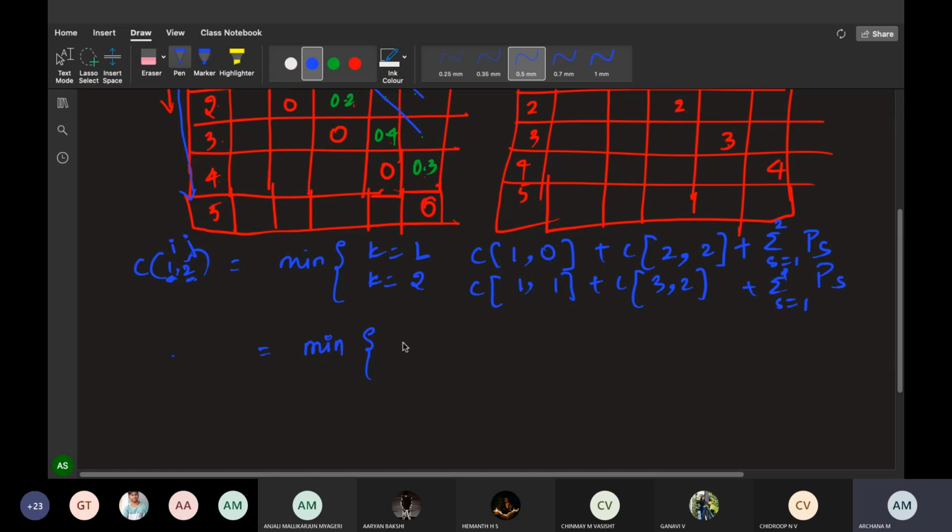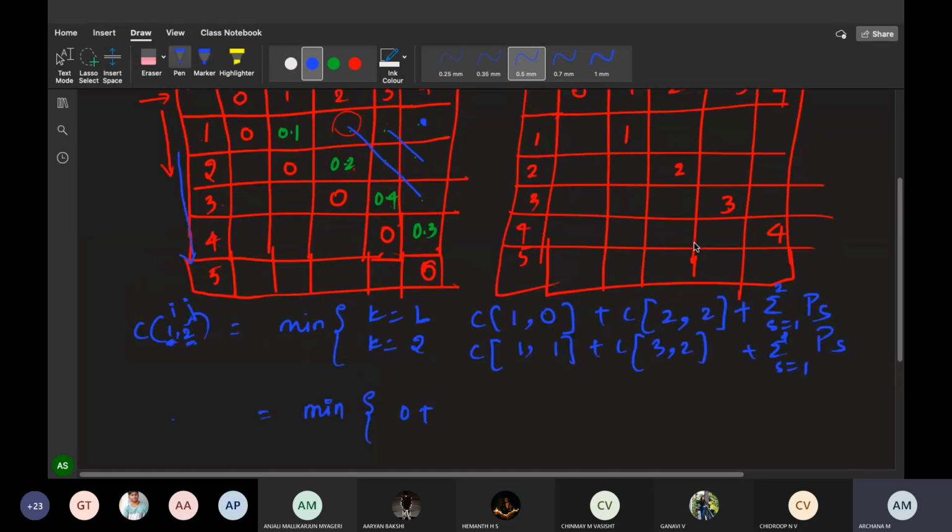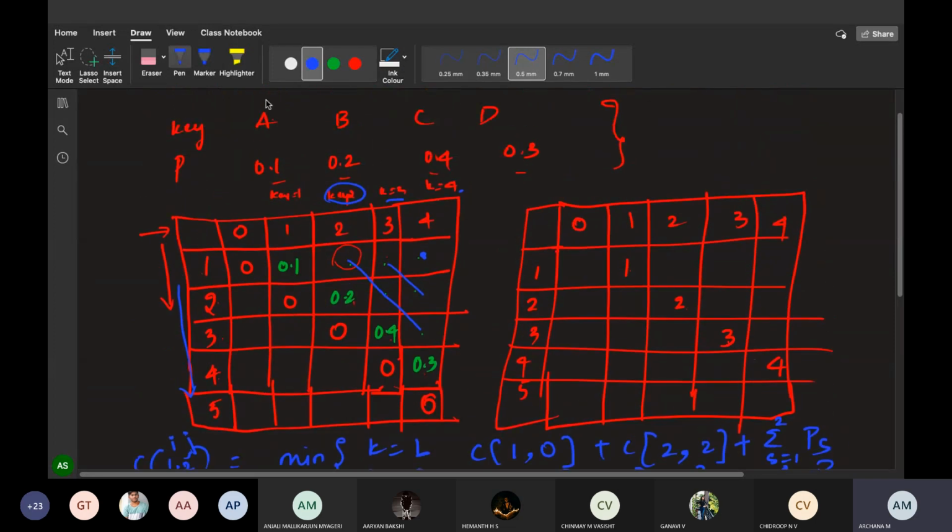this one is 0 plus what is this? C of 2 comma 2. What is C of 2 comma 2? 2 to 2 is 0, the frequency 0.2, right? 0.2, plus what is this? From 1 to 2, this is 1.